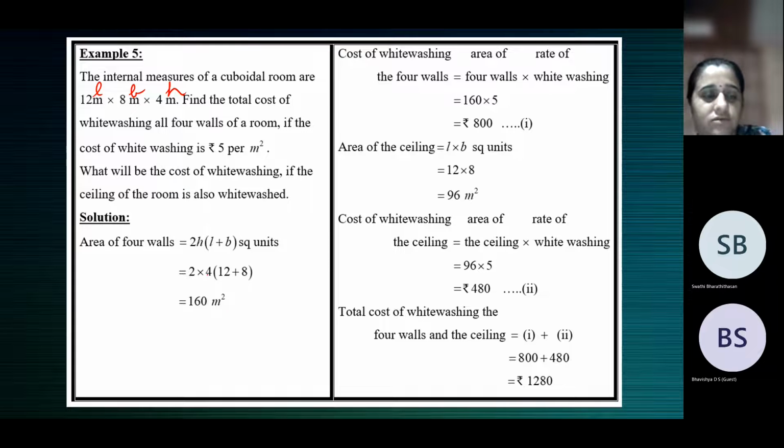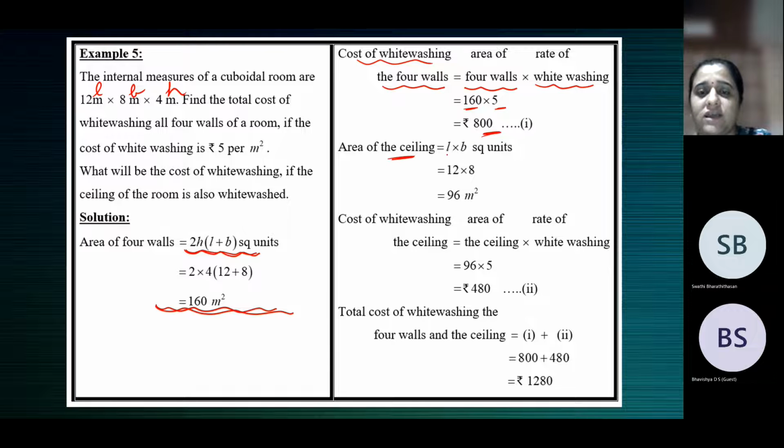So see how the answer goes. First, we need to find the area of the four walls using the formula 2h into L plus B. 2h into L plus B is the formula to find the area of four walls or the curved surface area of the room. So find the area of the four walls, and the cost of whitewashing the four walls will be whatever is the area of the four walls into the rate. So 160 is the area of the four walls into 5, 800 rupees.